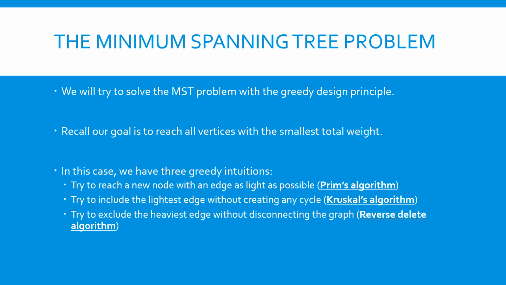First, we can progressively grow the tree by adding the cheapest edge that connects a new node. This idea is called Prim's algorithm. Second, we can continuously add the cheapest edge if it does not create any cycle. This idea is called Kruskal's algorithm. Third, starting with the full graph, we iteratively remove the heaviest edge if it does not disconnect the graph. This idea is called the reverse delete algorithm.